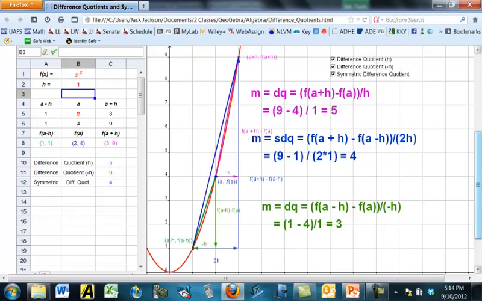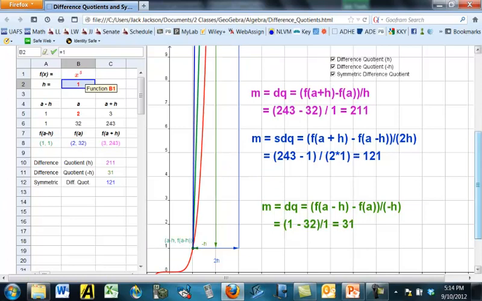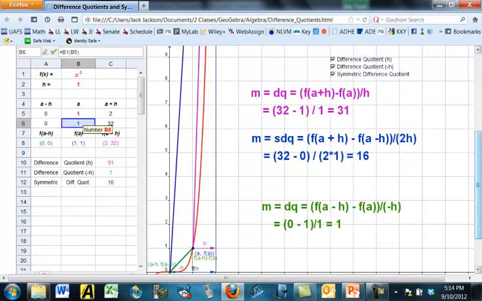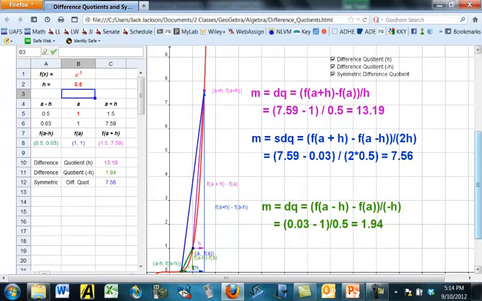If I pick a different function, like x cubed, x to the 5th, let's say. Some of these are really too big to see right where we are, so let's change a to be 1. And now let's pull this down a little bit smaller. Now we can see them. There's quite a bit of difference in these. The one on the top, where we go h to the right, is 13.19, to the left is 1.94, and averaging the two, the slope of the blue segment is 7.56.